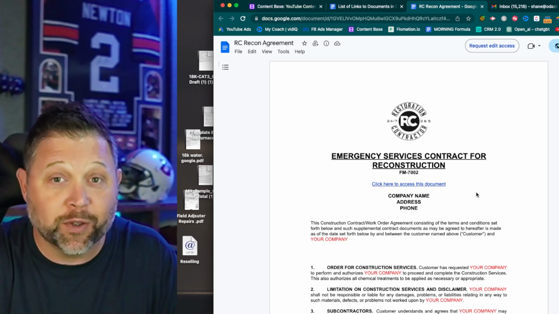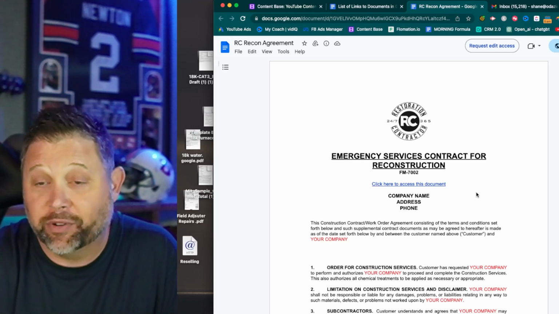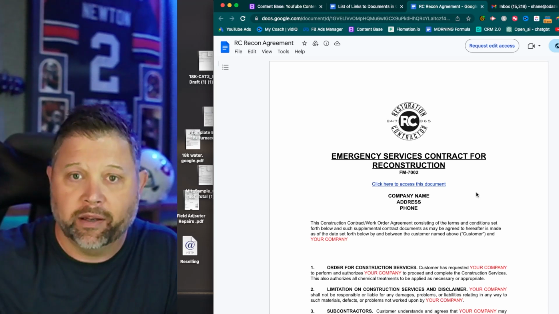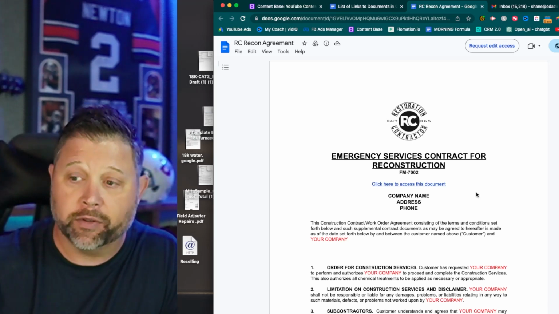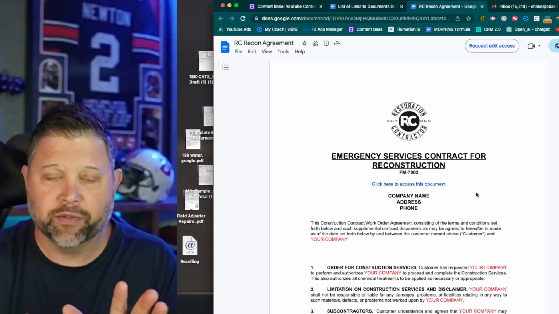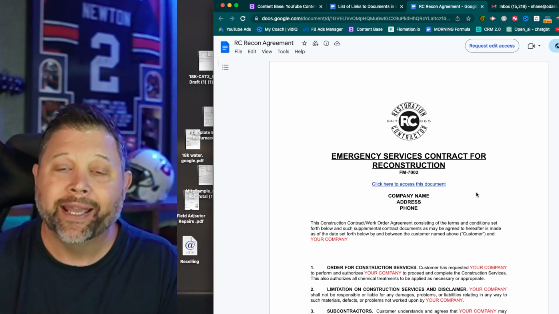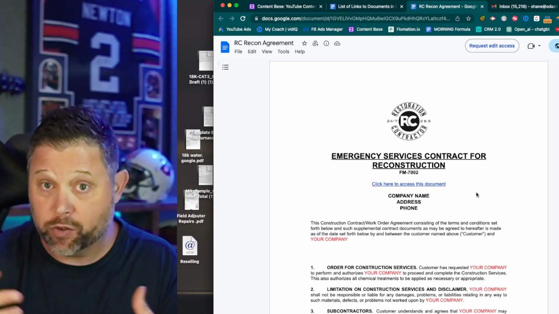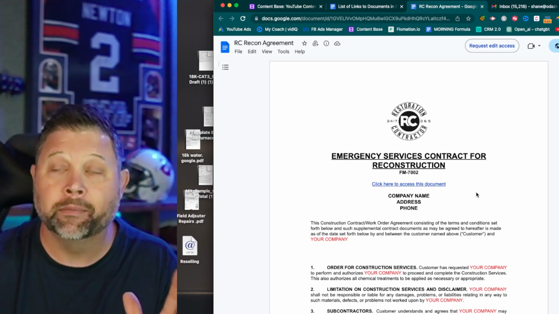Once you get burned on a few of those things, you'll start putting this language in there, and that's really what we did. So this is what our reconstruction agreement is. We called it emergency service contract for reconstruction. Let me say this first and foremost. If you ever have a problem and you ever have to go to court, because you and your customer aren't seeing eye to eye and there's a problem, I want you to know this.